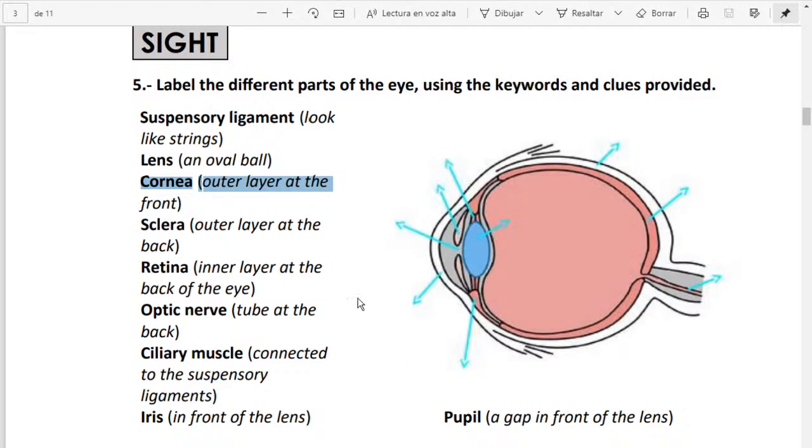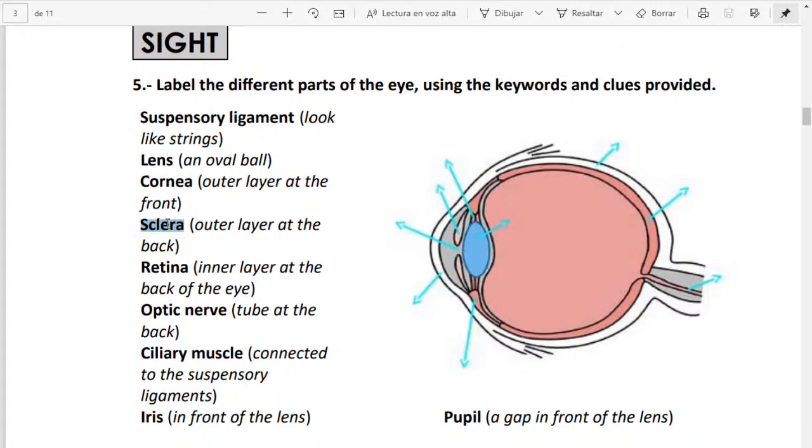Please be attentive and make the most of our time. So remember, the cornea is that part here. This is the cornea, and you have to label it. Write down this name, cornea, below this arrow here. Good. Then we have another part.